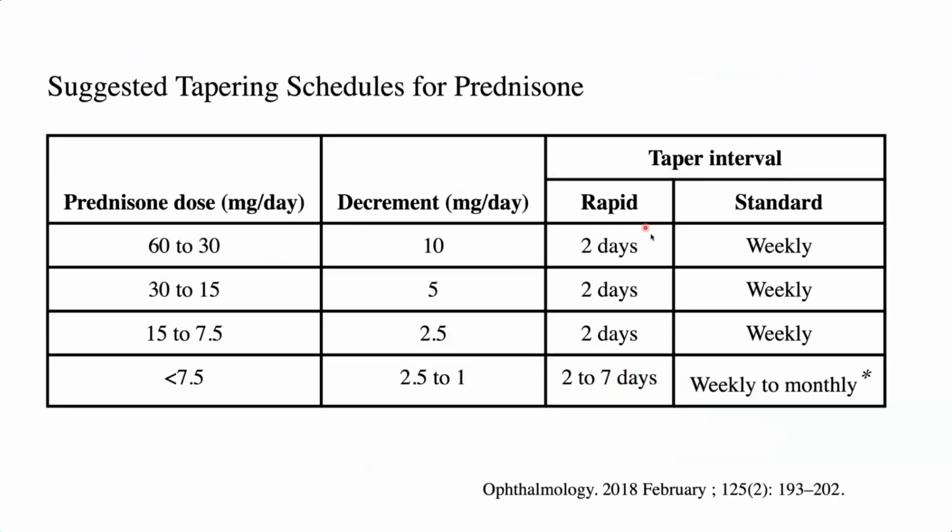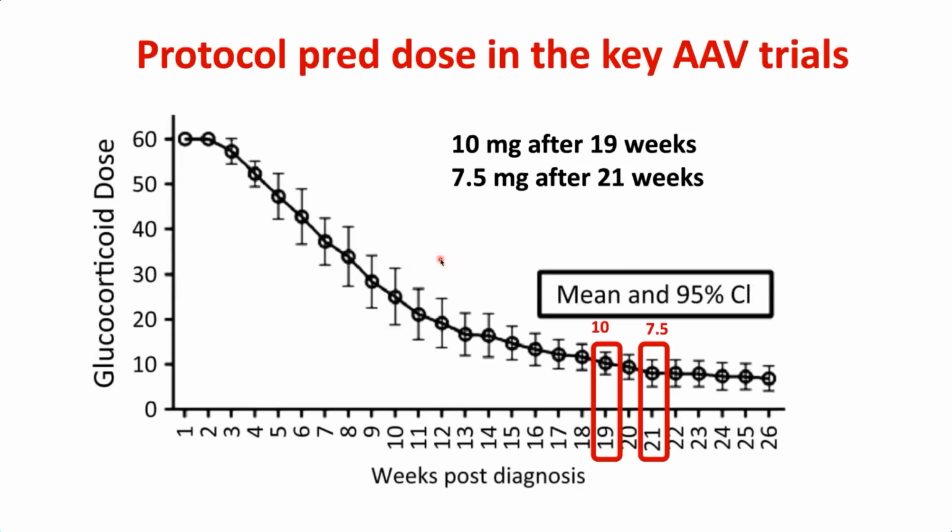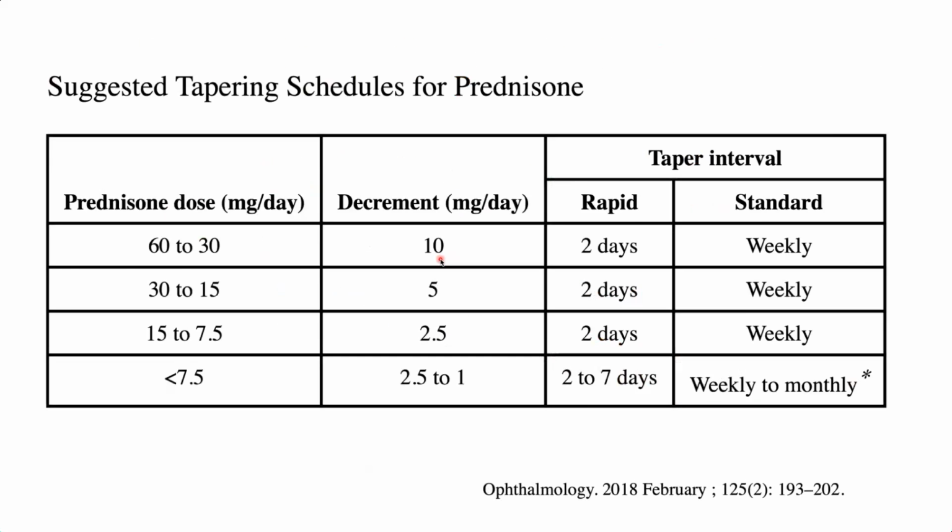There are two types of tapering regimes, rapid versus slow. Again, I've discussed where these can be considered. But one very important thing is that from 60 to 30, you can decrease by 10. But if you go back, I'll show you. Probably I'll come to it, there's another one.